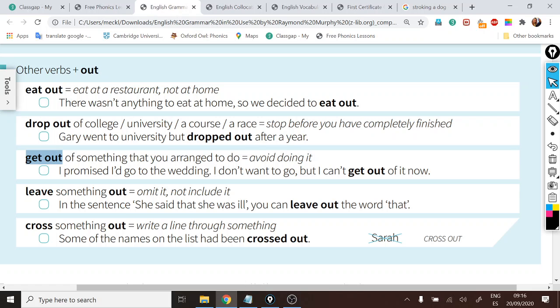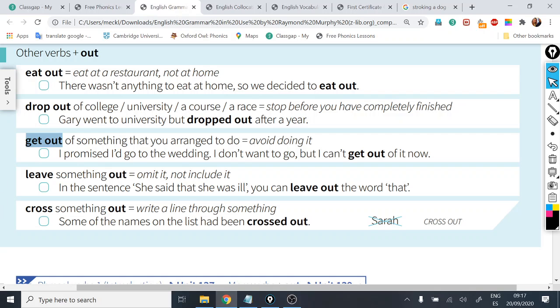So you drop out of a course, for example, you drop out of school. Get out, you can use it with cars and rooms. So you can say get out of a car. But it has a second, more metaphorical meaning, which means to avoid doing something or to escape from an obligation. For example, you can get out of going to a meeting, or you can get out of doing the washing up or doing the dishes, or you can get out of doing your homework. So it means to escape or to avoid an obligation.